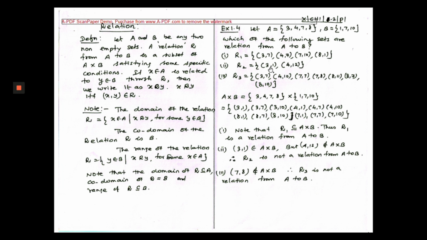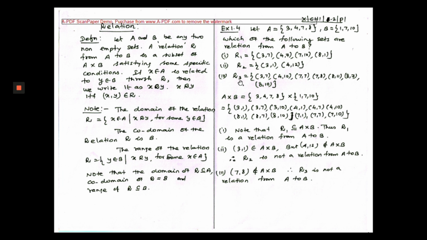Now the second one, (3, 1), (4, 2). Check whether the elements of R2 are elements of A cross B. (3, 1) is in A cross B. But (4, 12) is not in A cross B. Therefore R2 is not a subset of A cross B. Therefore R2 is not a relation from A to B.